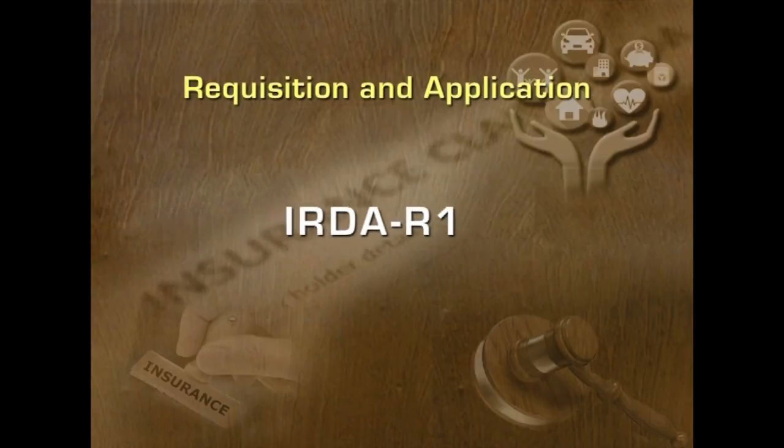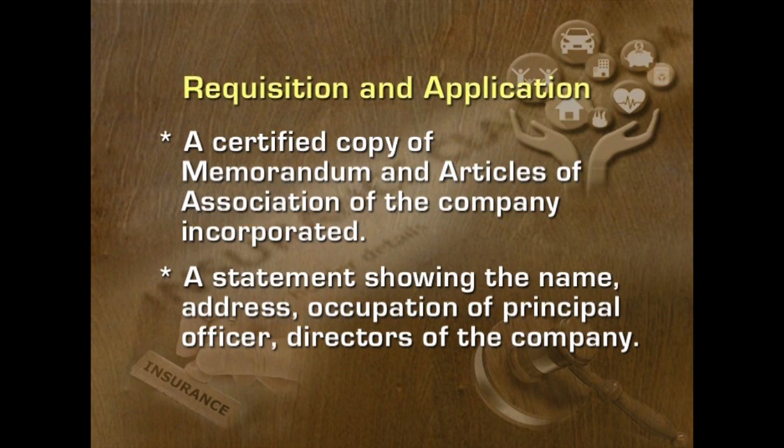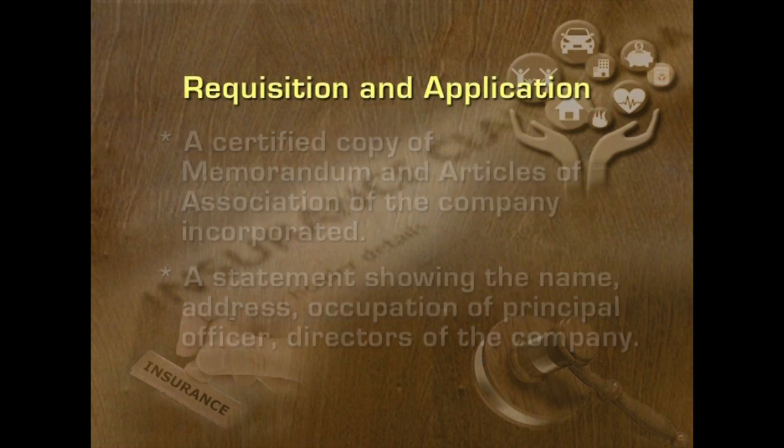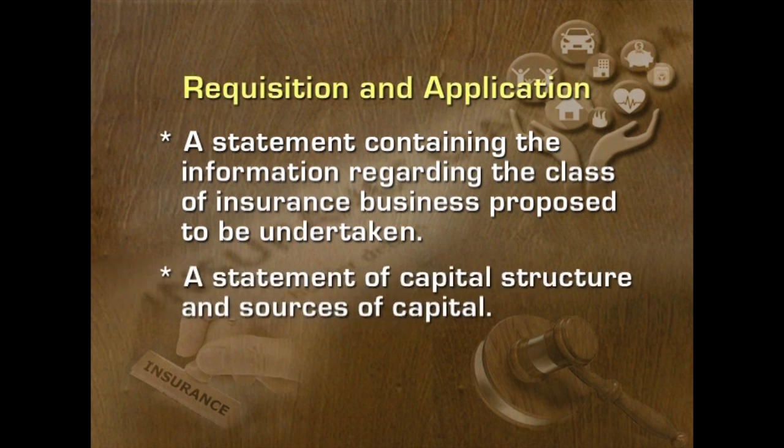Requisition and application. Every bona fide and eligible company interested to undertake the insurance business should submit an application form in IRDA R1 for each class of business, such as life insurance business and general insurance business, along with the following documents: certified copy of memorandum and articles of association of the company incorporated, a statement showing the name, address, occupation of principal officers and directors of the company, a statement containing the information regarding the class of insurance business proposed to be undertaken, and a statement of capital structure and sources of the capital.